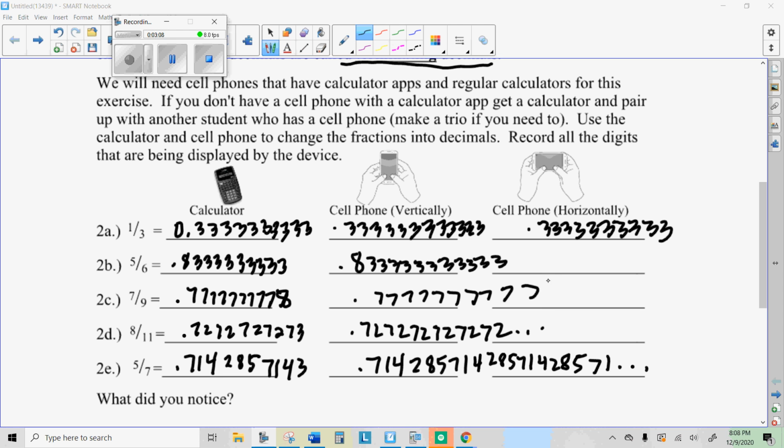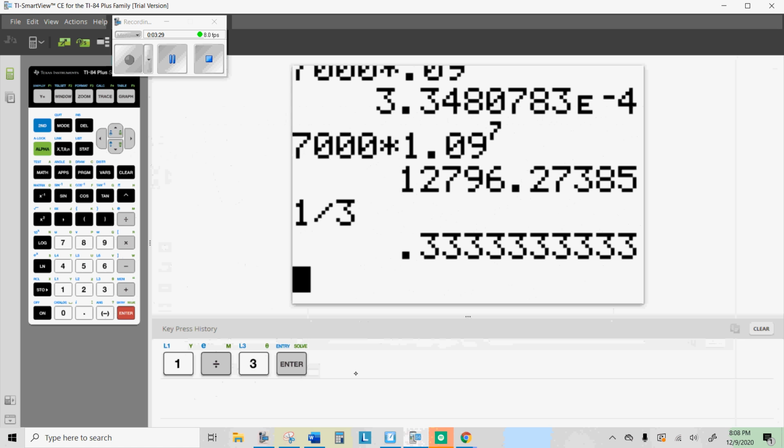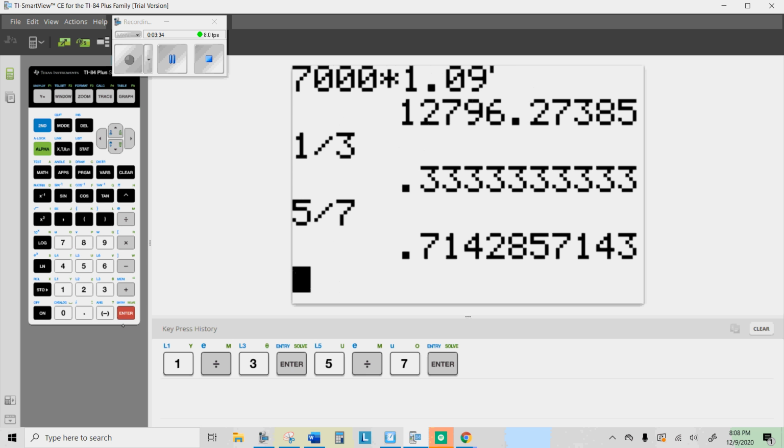So I noticed on my cell phone that the numbers kept repeating, like 7272727272 right to the end. This one is repeating like this, and then 714285, 714285, and so on. But on my calculator, check it out, when I do 5 divided by 7, notice it rounds that last digit, the 10th digit. So your calculator is deciding that I'm going to round the last digit for you.